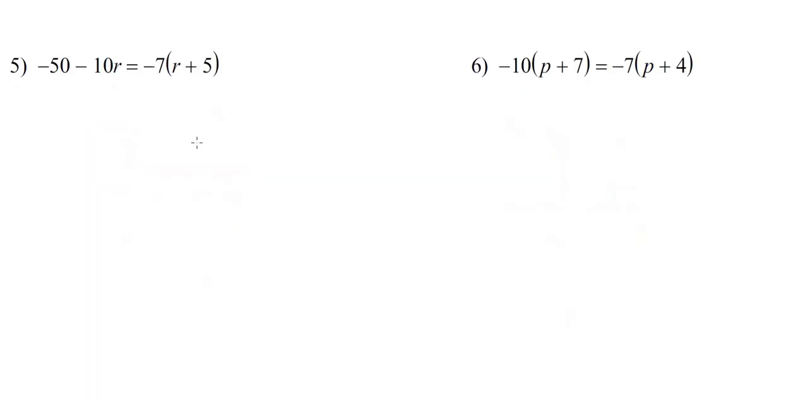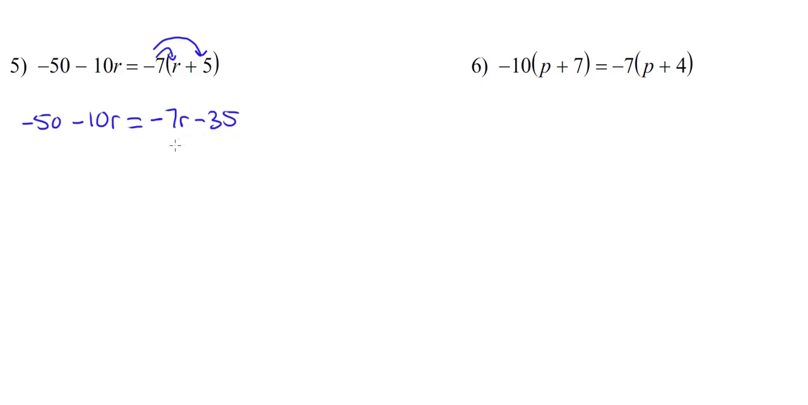All right, last two questions. Number 5, we have negative 50 minus 10r equals negative 7 times r plus 5 in parentheses. So our first step is going to be to distribute. Negative 7 times r is negative 7r, and then negative 7 times positive 5 is negative 35. Let's bring down the rest of this equation. And so now we have negative 50 minus 10r equals negative 7r minus 35.